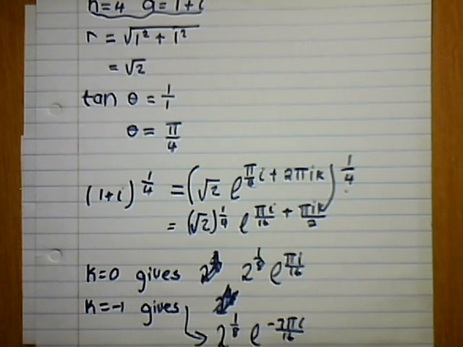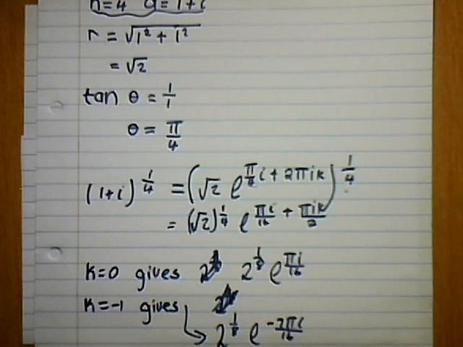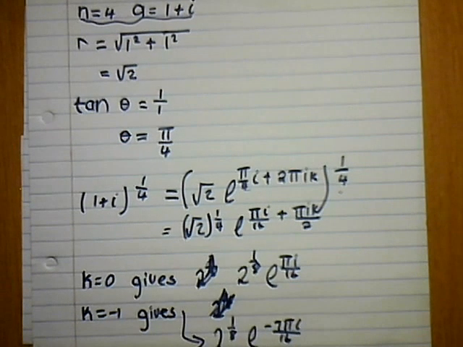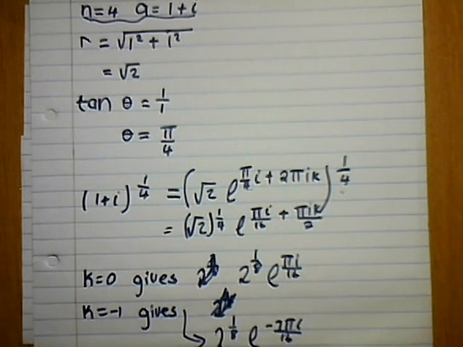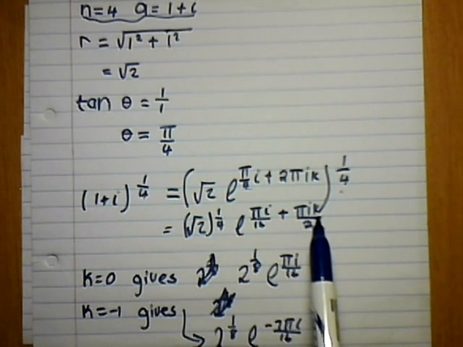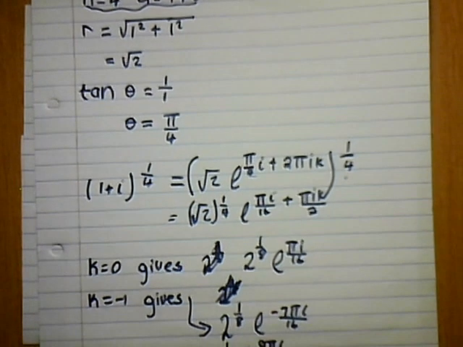And then our third root, let it be when k is equals to 1, and then when k is equals to 1, it gives us 2 to the power 1 over 8 e to the power of 9 pi I over 16. When we substitute k as 1, this is what we get.